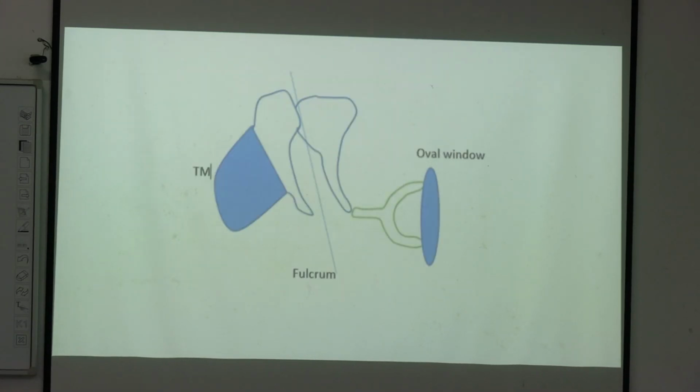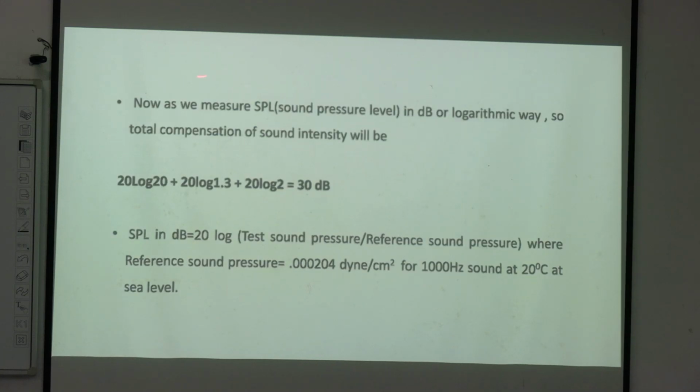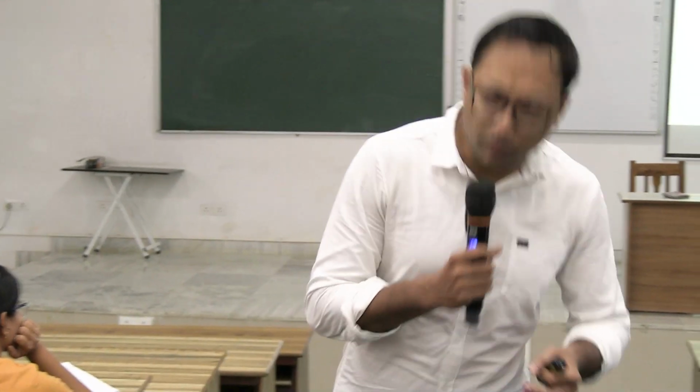And finally you have 20 log 20 plus 20 log 1.3 plus 20 log 2, that is 30 decibel. So exactly 30 decibel were being lost at the air-water interface, and your middle ear, which is very essential in amplifying sound intensity, just compensates this 30 decibel. As a result, there is no loss of sound intensity when the sound wave passes from the external auditory canal to the inner ear, although the inner ear contains liquid, which is endolymph and perilymph, right?